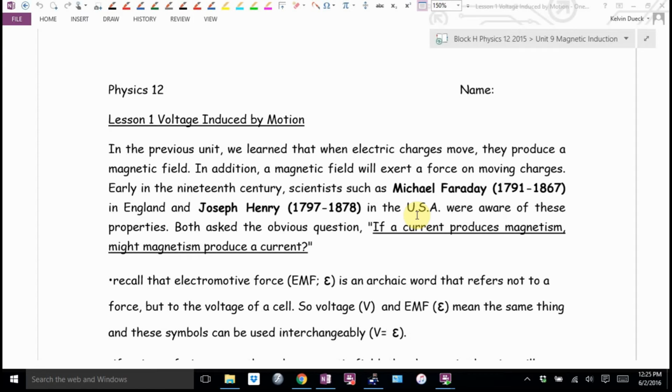So in the previous unit, we learned that when electric charges move, they produce a magnetic field. In addition, a magnetic field will exert a force on moving charges. Early in the 19th century, scientists such as Michael Faraday in England and Joseph Henry in the US were aware of these properties and both asked the follow-up question: if a current can produce magnetism, can magnetism produce current?